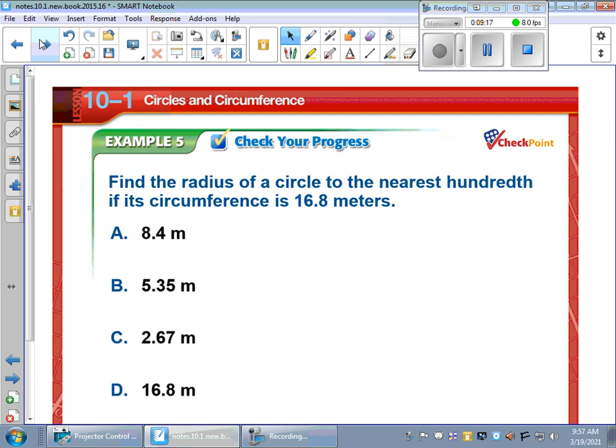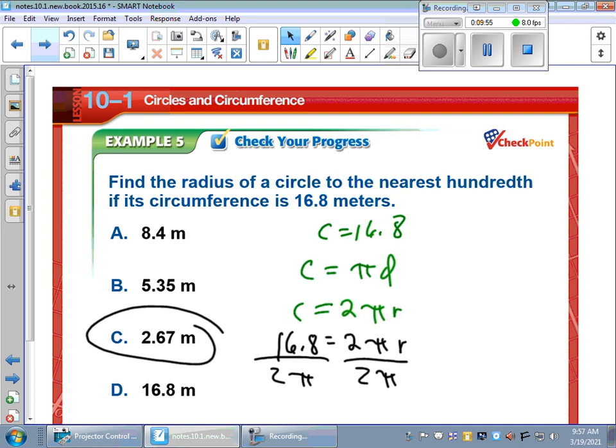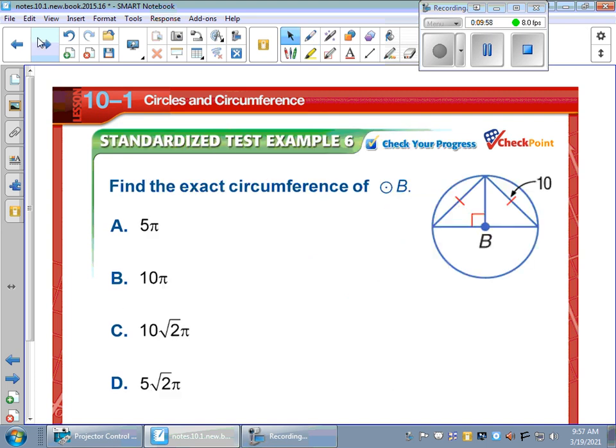Next slide here, they say find the radius of a circle, and they give you the circumference. So circumference is 16.8, and we know that circumference is pi times diameter, or you could use circumference equals 2 times pi times r, because we want to find the radius. So now I would just plug in 16.8 equals 2 times pi times r. Now I would divide everything by 2 pi, and then I would output my final answer, which is about 2.67. That answer is going to be C.